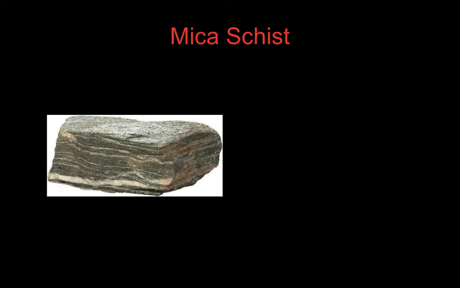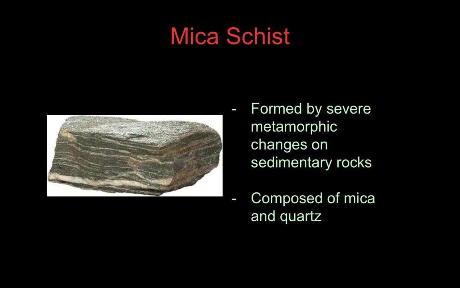Mica schist. So mica, remember we learned in igneous rocks, in granite was the black part of the igneous rock. This is mica schist. You can kind of tell right here, look at these lines. Those are the layers in a sedimentary rock. So you can tell that it's a sedimentary rock because you can see the layers. So it's formed by severe metamorphic changes on sedimentary rock. It is composed of mica and quartz.